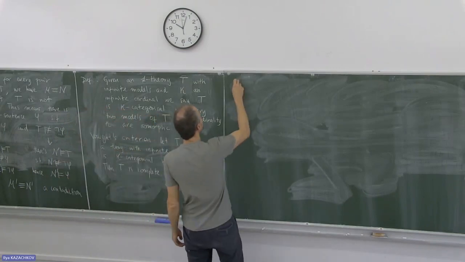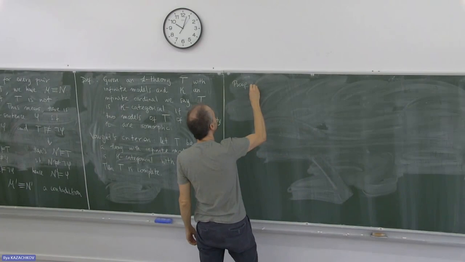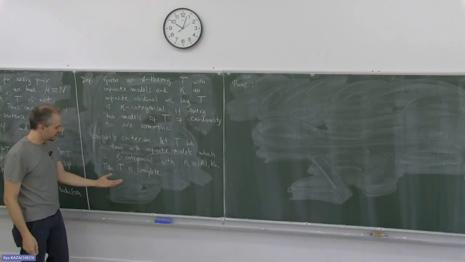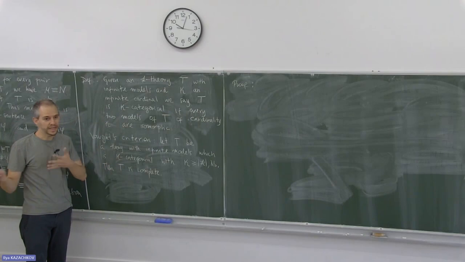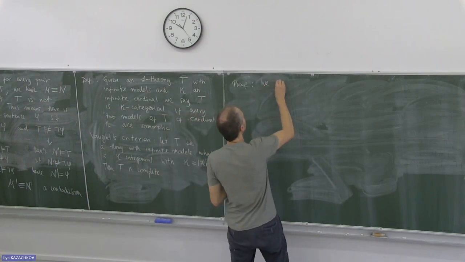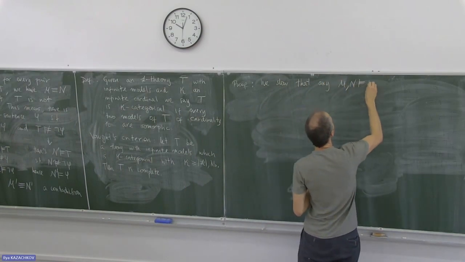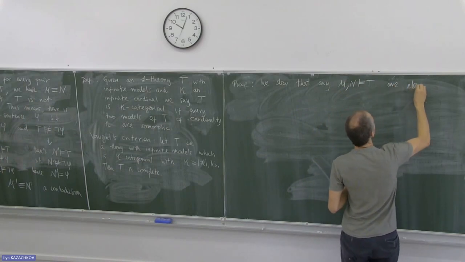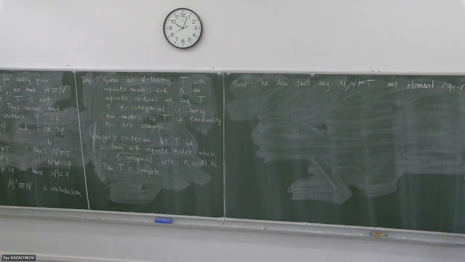Let us prove this theorem. It is not very difficult. We're going to use just the lemma that we just wrote. In order to prove that T is complete, we're going to show that any two models of T are elementarily equivalent. Okay. This symbol is the three line symbol, exactly.